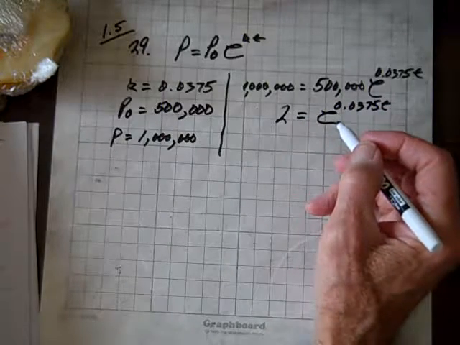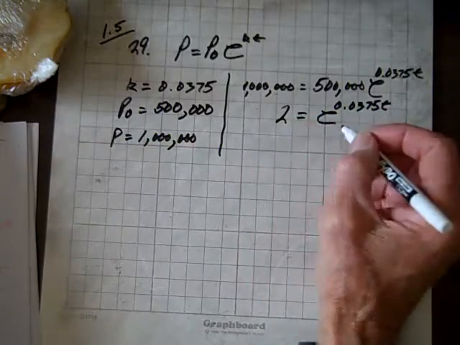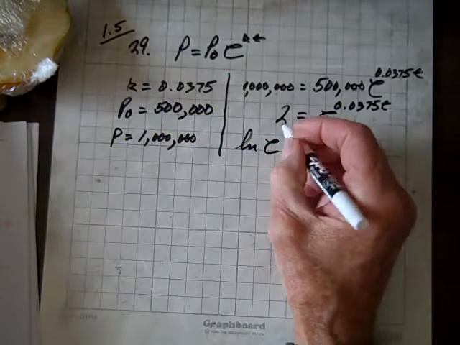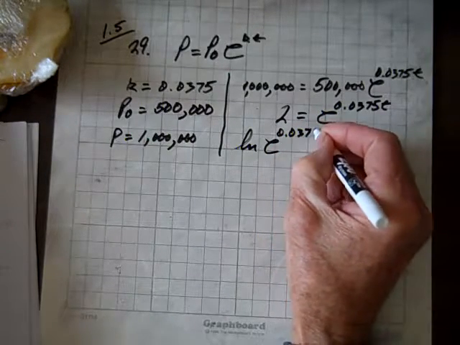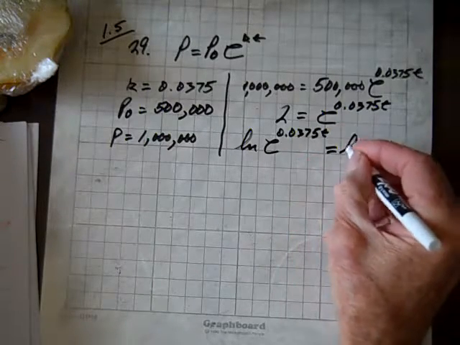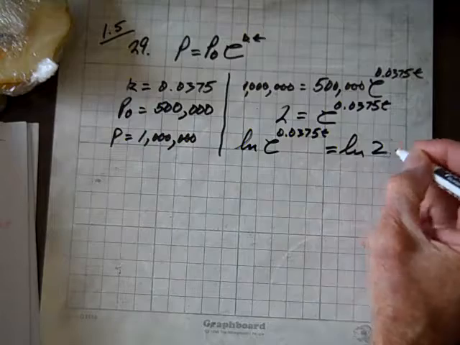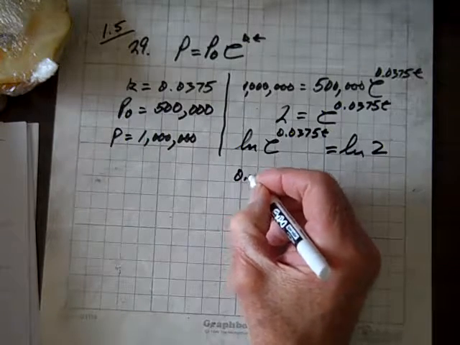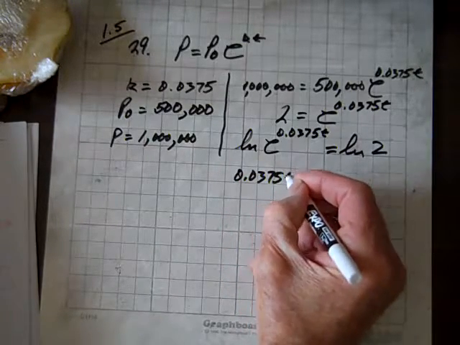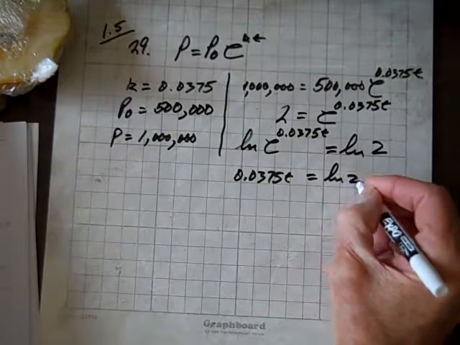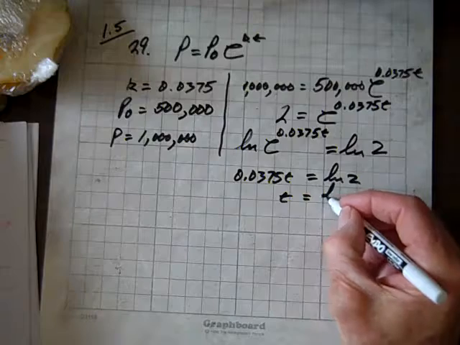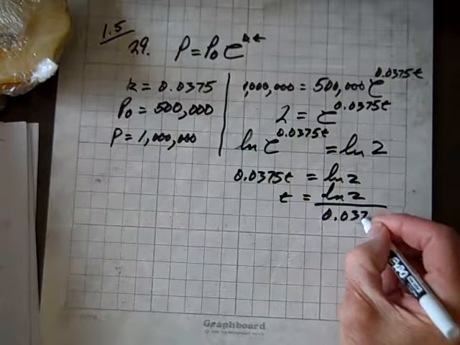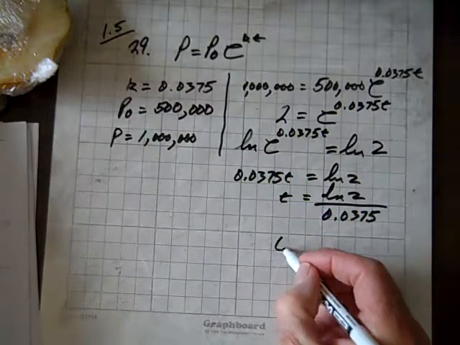Now, we'll take the natural log of both sides, and when we take the natural log of the right, we're talking about the ln of e to the 0.0375t. This is the composite of inverse functions, so we just get 0.0375t equals ln of 2, or t equals ln of 2 divided by 0.0375.